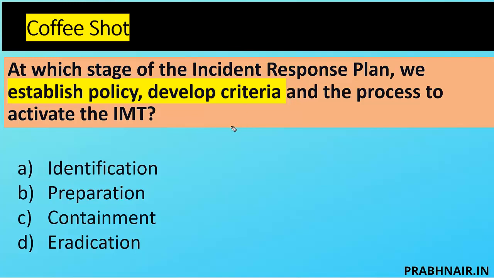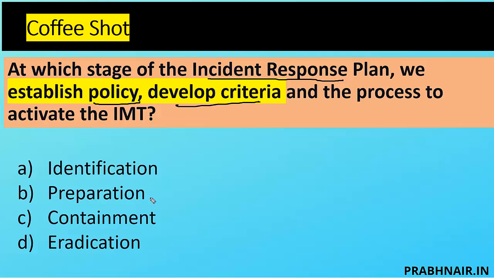Most likely, in the exam you will get a question on the incident management process. Based on that, I prepared this question. At which stage of the incident response plan do we establish the policy, and develop the criteria and process to activate the IMT? See, identification is basically a stage where we identify the incident.